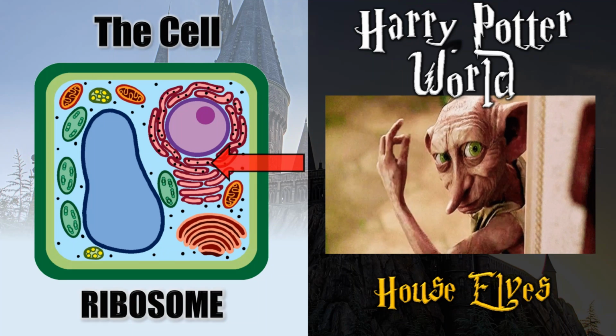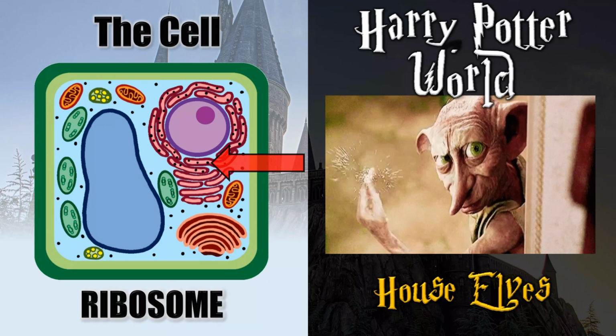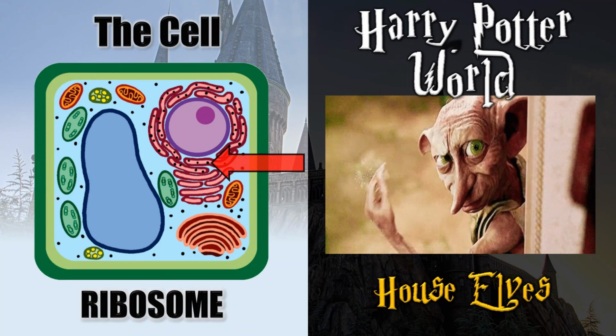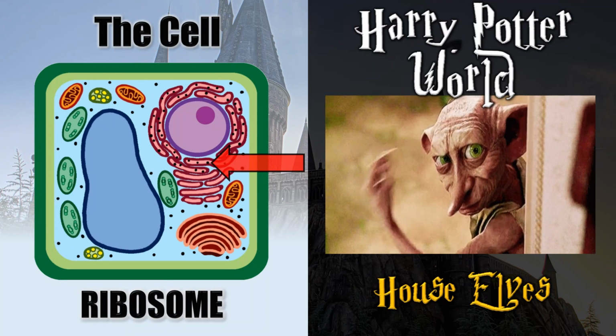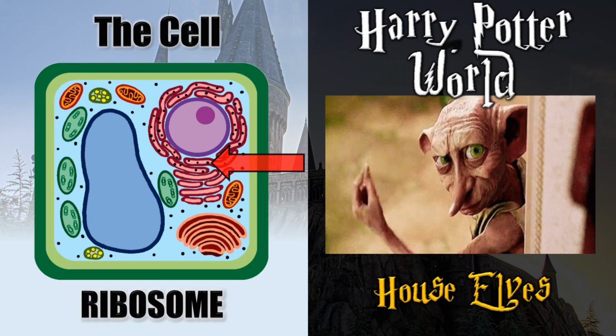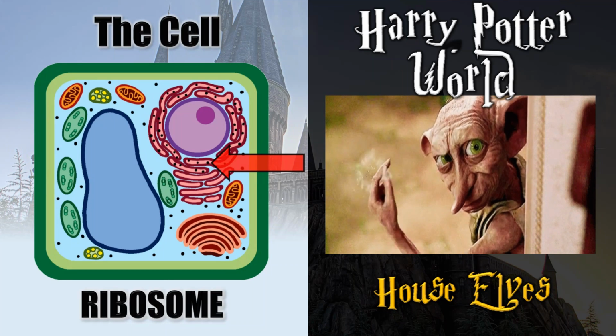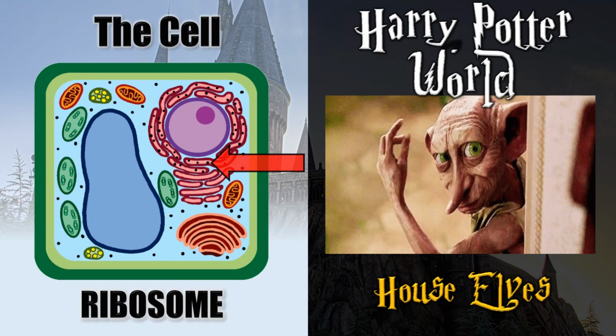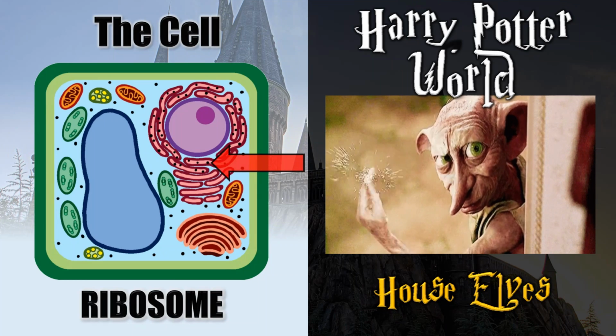One of their main roles is to serve their masters. Example is preparing food. Just like the ribosome, it prepares protein ready for different physiological processes. And that is why house elves are very vital in the wizarding world, and also the ribosome is very vital in the different functions related to the cell.